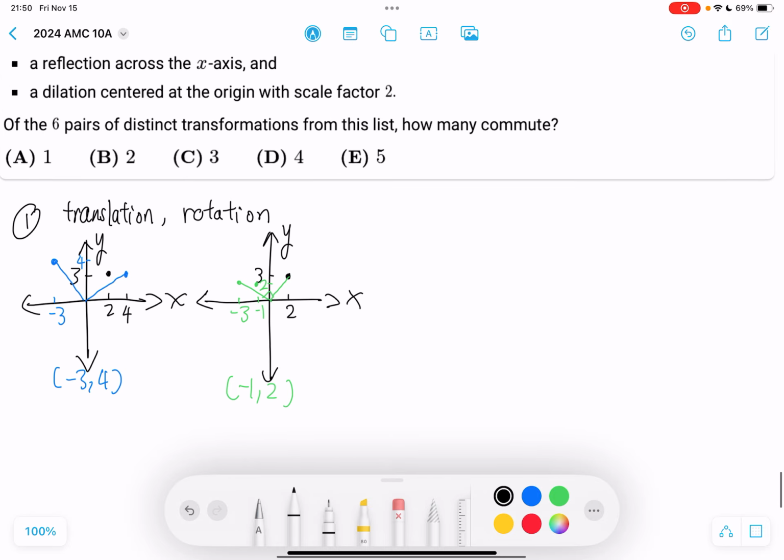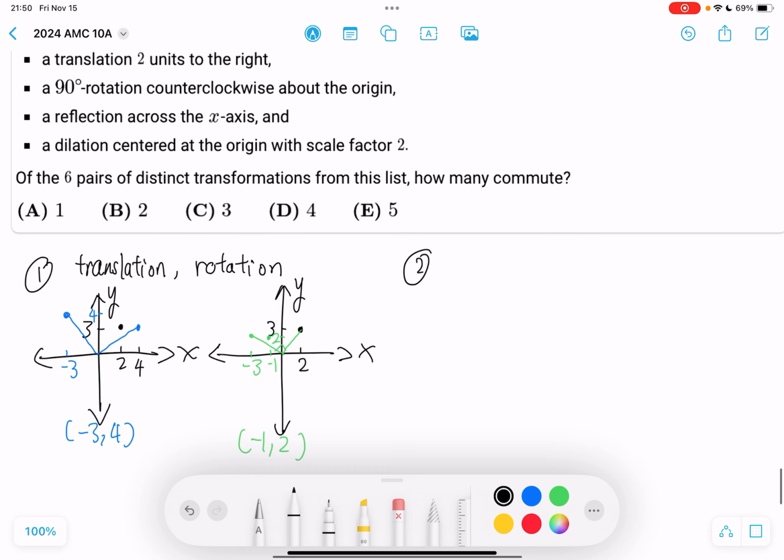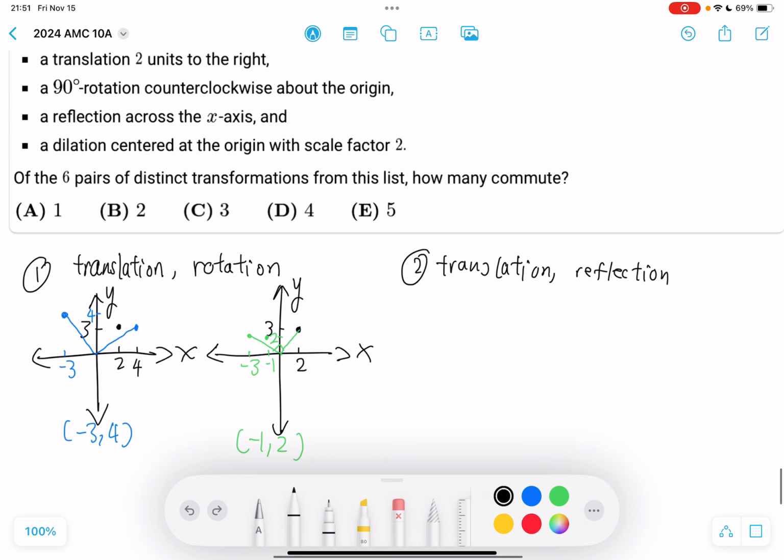So the second pair of transformations would be translation and reflection. Translation 2 units to the right and reflection across the x-axis. So again, we can use the same point as an example, but this time we're not going to draw the graph. It's kind of a waste of time, I guess.